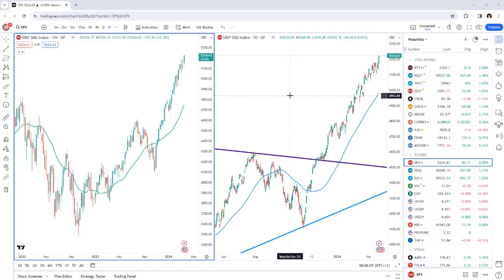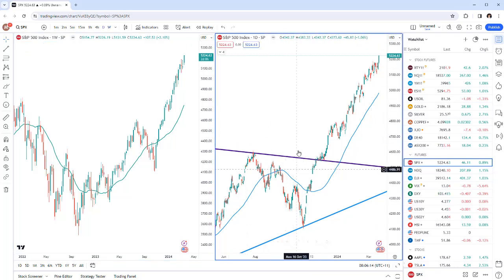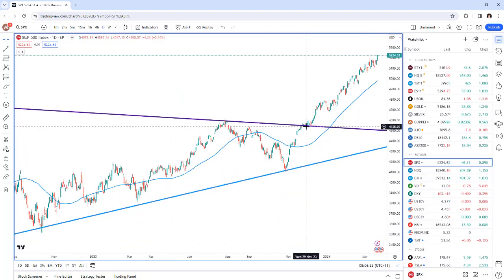Alrighty, traders, change of software. My TC2000 is playing up on me. Anyway, now I'm using TradingView. Let's go look at the good old TradingView. Stock market is very strong right now, guys. This thing is on an absolute tear to the upside.